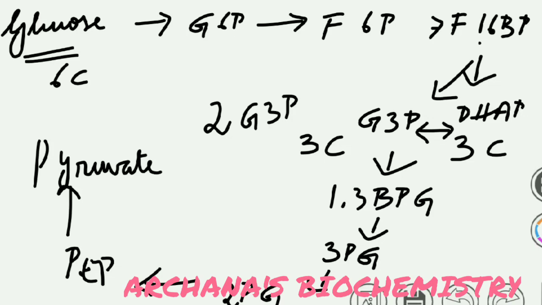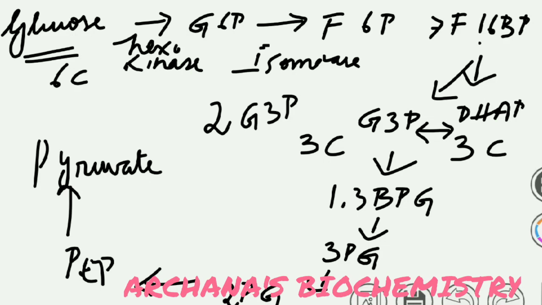So what are the enzymes acting? Glucose to glucose 6-phosphate, addition of a phosphate group, so the enzyme should be a kinase, hexokinase. Now glucose 6-phosphate to fructose 6-phosphate, isomerization takes place, so the enzyme is isomerase. Next, fructose 6-phosphate to fructose 1,6-bisphosphate, another phosphate group is added, so the enzyme is again a kinase, phosphofructokinase.